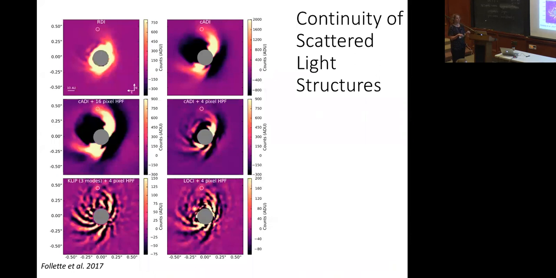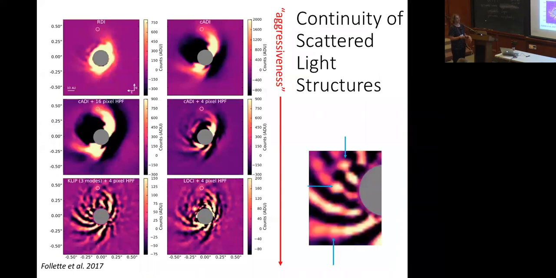So I could give a whole talk about this, but the one point that I want to make here is that as aggressiveness increases, so does the clumpiness of the structure. So in particular, if I zoom in over here, you can see that I can make points out of it. So this is just something that we have to be aware of, and we have to work to characterize.